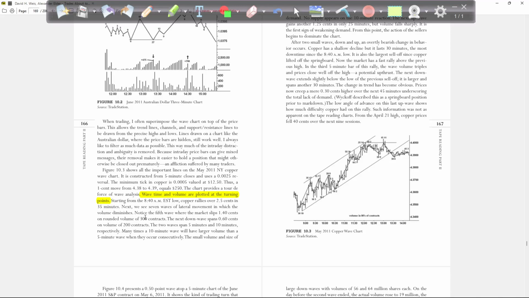Next we see 7 waves of lateral movement in which the volume diminishes. Now notice the 5th wave where the market slips 1.4 cents on rounded volume of 300 contracts.